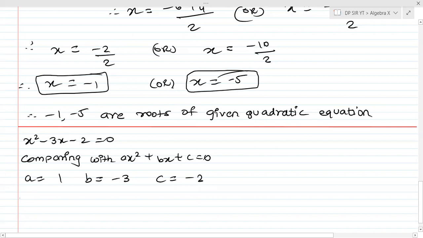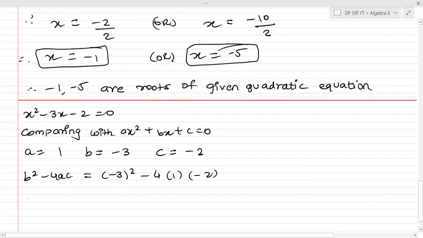Now next step is finding the value of b square minus 4ac by substituting. So here I get minus 3 the whole square minus 4ac upon, okay, the value of 2a we will put later. I'll just solve this question neatly for you. 9 minus 4 into minus 2. So 9 minus 4 into minus 2 is plus 8 if I'm not wrong.